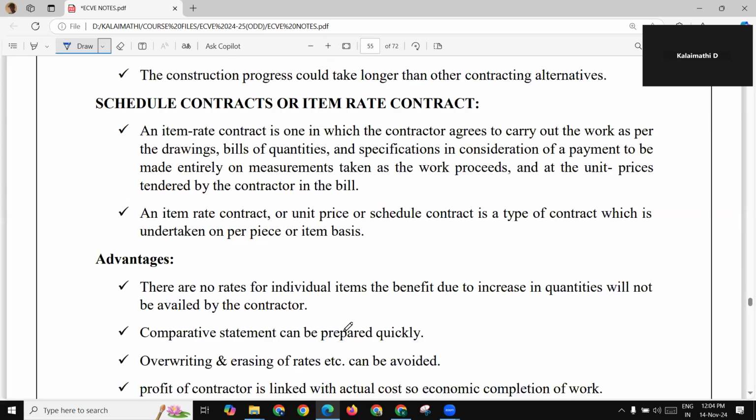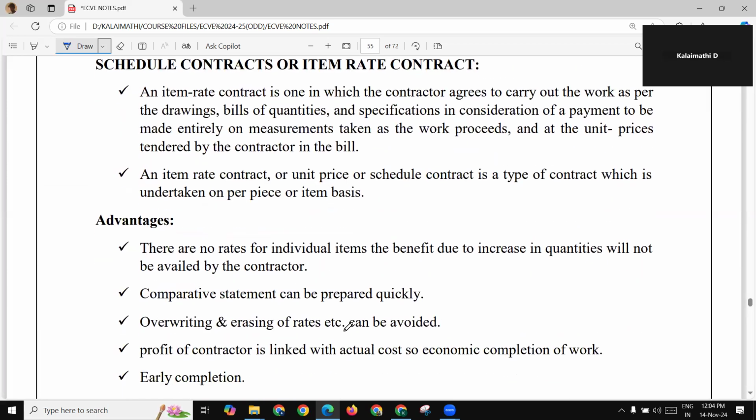So next one, schedule contracts or item rate contracts. First one, lump sum contract or fixed rate contract, next lump sum contract or scheduled rate contract, and then lump sum and scheduled rate contract. Now it is scheduled contract or item rate contract. From the name itself, we can assume that item rate contract is one in which the contractor agrees to carry out the work as per the drawings, bills of quantities, and specifications in consideration of a payment to be made entirely on the measurements, taken as the work proceeds and at the unit prices tendered by the contractor.